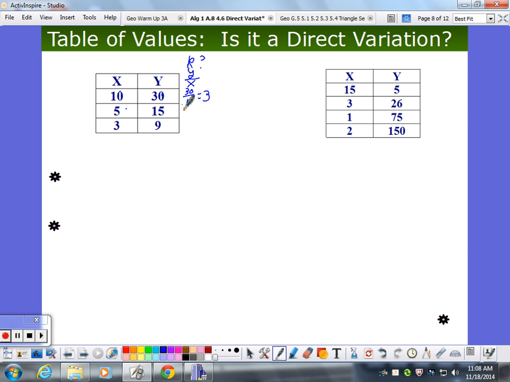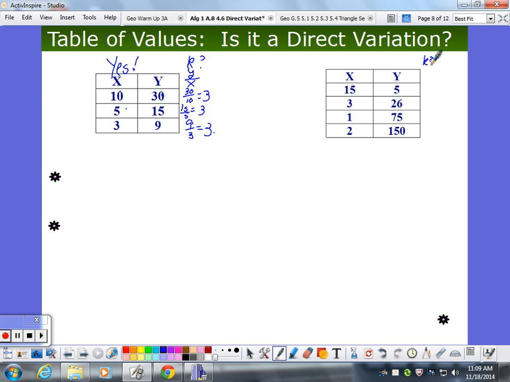Y over x is 15 over 5. Y over x is 3. I'm getting the same constant of variation. In a direct variation, it's always that same number. So, is this a direct variation? Yes.